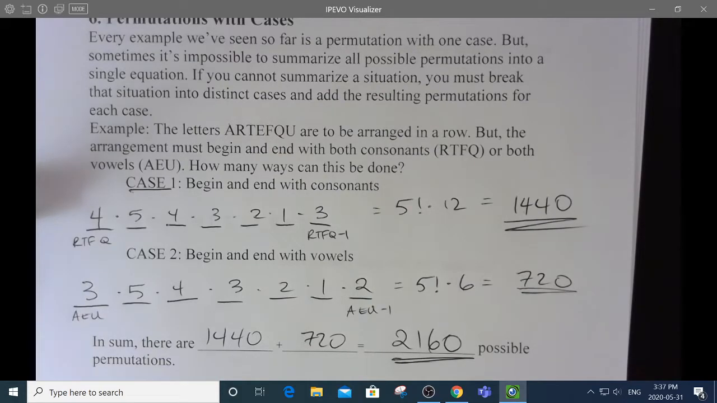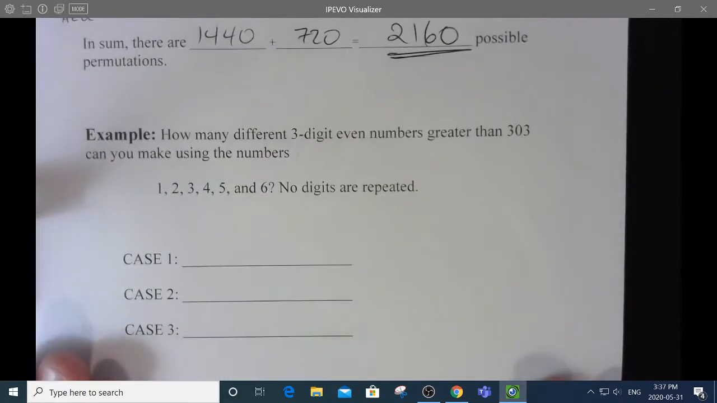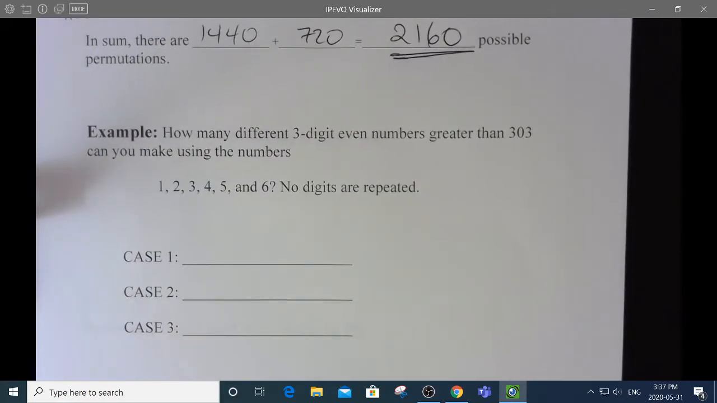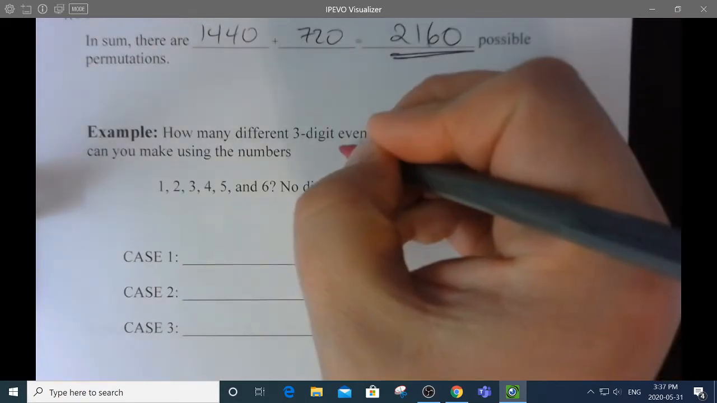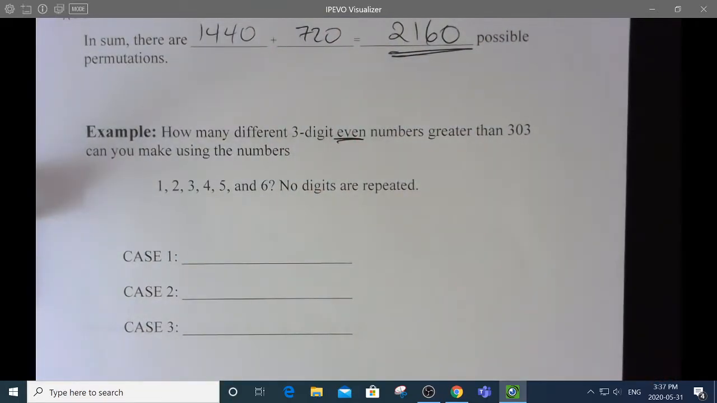Okay. If that made sense to you and you want to try it yourself, feel free to pause the video and try this example. All right, how'd it go? How many different 3-digit even numbers, make sure you understand even, greater than 303 can you make with 1, 2, 3, 4, 5, 6? You're not allowed to repeat the digits.